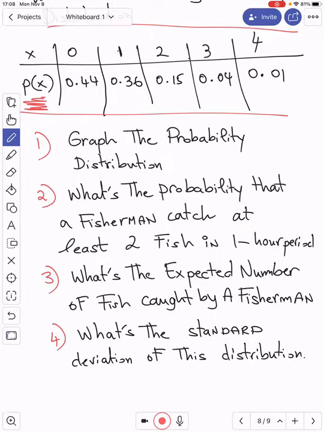Let me just say, guys, for number 2, when I say at least, here at least 2 fish, it means 2 fish or more. At least 2 fish, that's 2 fish or more than 2 fish.